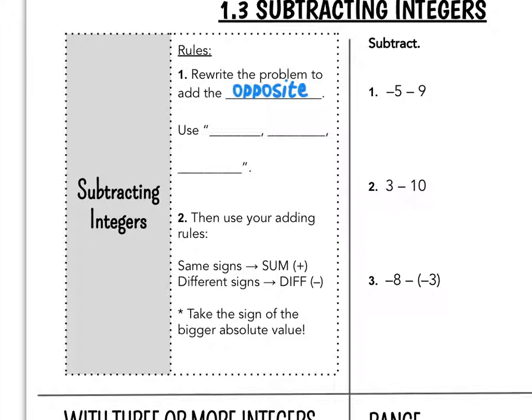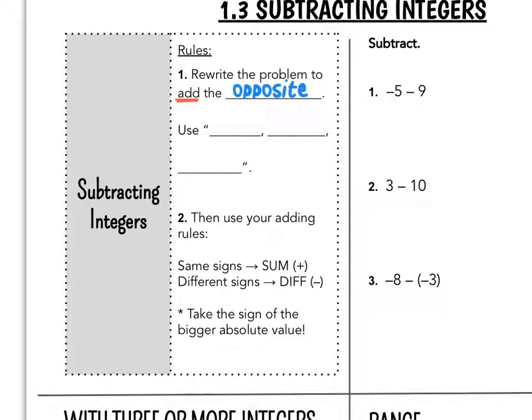Okay, let's look at the top left side of your notes, and what we're going to see here are the rules for subtracting integers. For the first rule, it says rewrite the problem to add the opposite. Every time you see a subtraction sign, we're going to change it to adding the opposite. In fact, let's go ahead and underline add. So we're changing all our subtraction problems to adding the opposite.